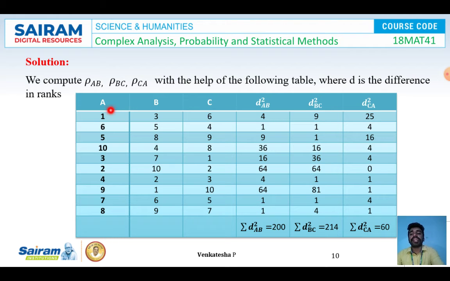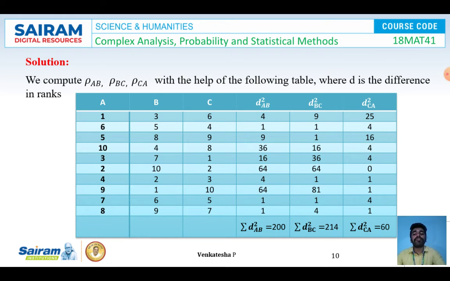The rank by judge A is 1, 6, 5, 10, 3, 2, 4, 9, 7, 8. The rank by judge B is 3, 5, 8, 4, 7, 10, 2, 1, 6, 9. The rank by judge C is 6, 4, 9, 8, 1, 2, 3, 10, 5, 7. So now first I am going to find the difference between A and B and squaring that. So I got 4, 1, 9, 36, 16, 64, 4, 64, 1, 1.